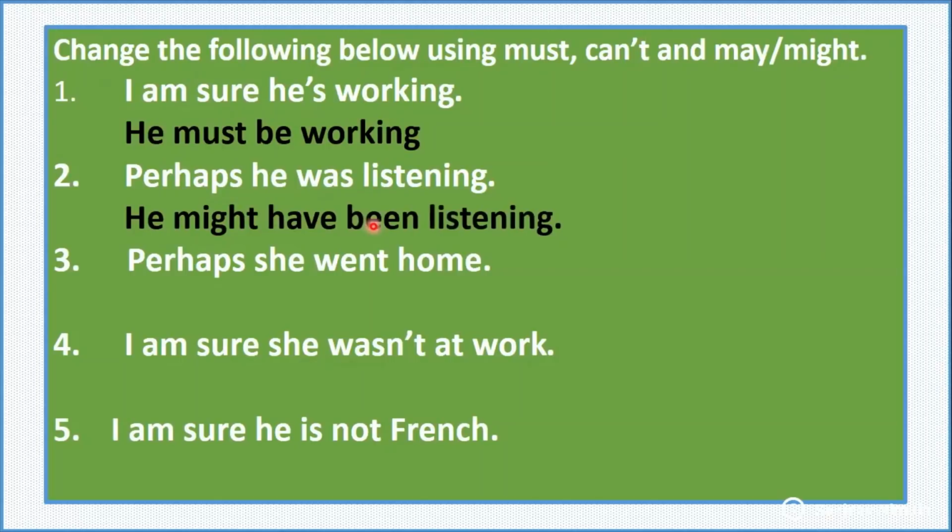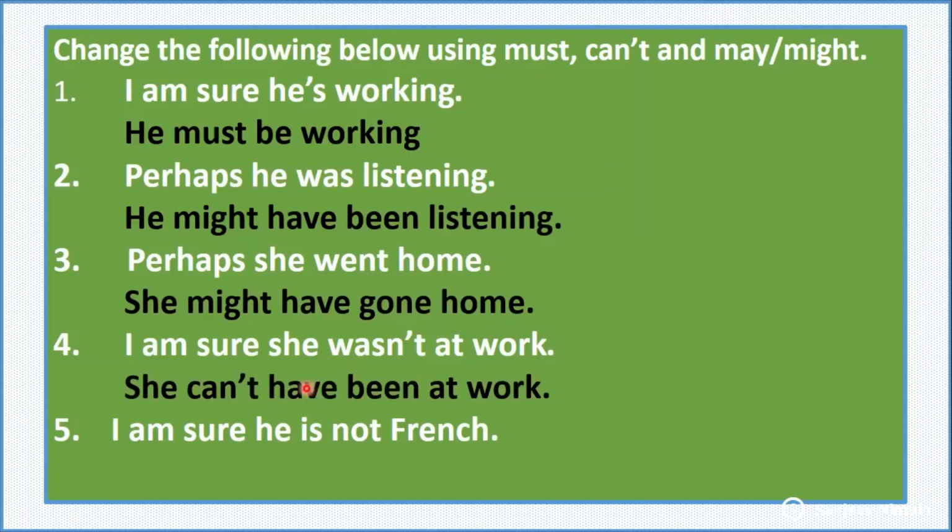Number 3, perhaps he went home. She might have gone home. Went, past tense, verb 2, turns into have plus verb 3rd. And number 4, I'm sure she was not at work. She can't have been at work. It is I'm sure, but it is different from question number 1 in the sense that question number 1 is an example of a positive sentence, whereas question number 4 is an example of a negative sentence. So in the case of I'm sure negative, we go with can't, and was turns into have been. And the last number, I'm sure he is not French, exactly like number 4, but here we have the use of is, and we change is into, right, be.